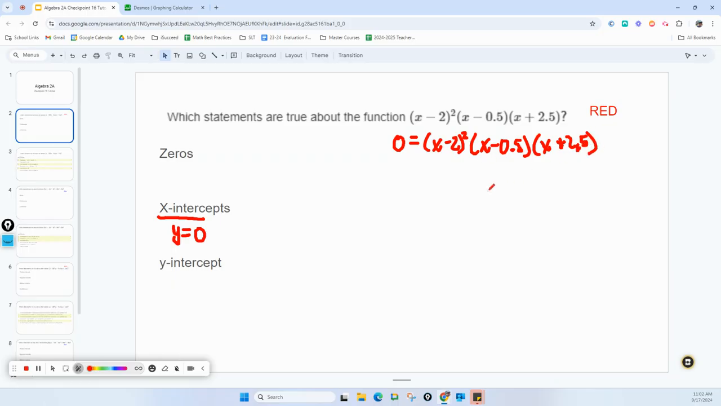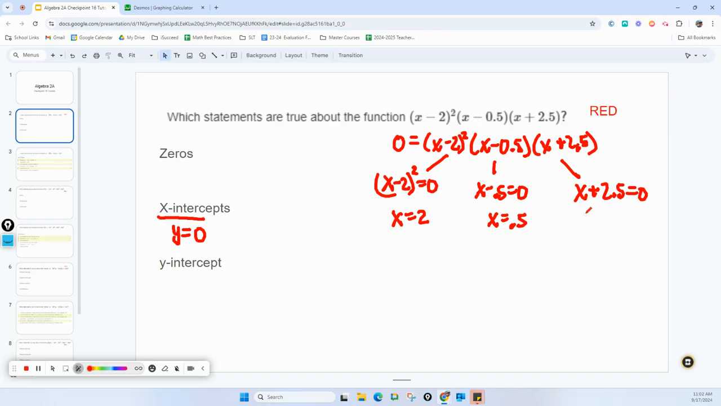as it's factored. By that I mean I can now pull apart each individual factor, set that equal to 0, and then solve. x minus 2 equals 0, x minus 0.5 equals 0, and x plus 2.5 equals 0. So here I'm going to get my x-intercepts at 2, 1/2, and negative 2.5.